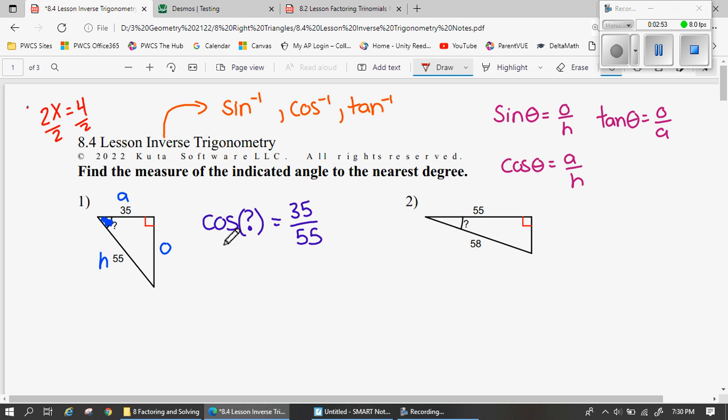So if I want to cancel out cosine, I'm going to do the cosine inverse of both sides of my function. And this might look a little sloppy. You could write it as a next line if you want to. And so cosine inverse and cosine are going to cancel each other out, and I'm going to be left with just my question mark, that angle I'm looking for. And then I'm going to be taking the cosine inverse of 35 over 55. And this is something now that we can put into our calculator.